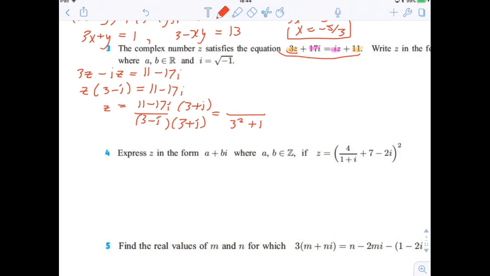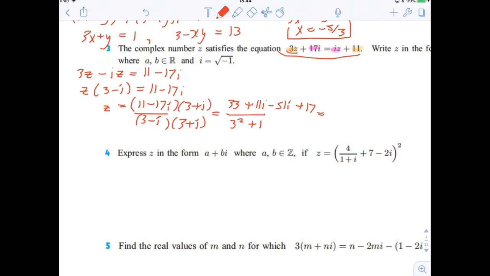And the top is going to be 33 would be the first term. Negative 17i squared would be the last term. It would be plus 17. The middle terms are going to be plus 11i. And negative, or 3 times 17 is 51, I think. Is that right? Yeah, 51. So negative 51i.